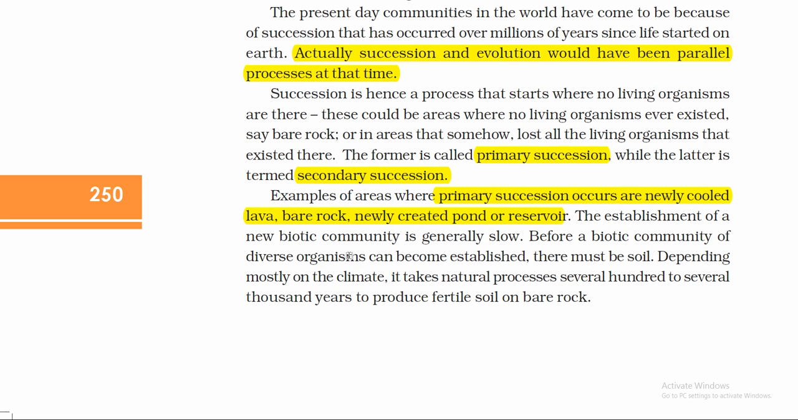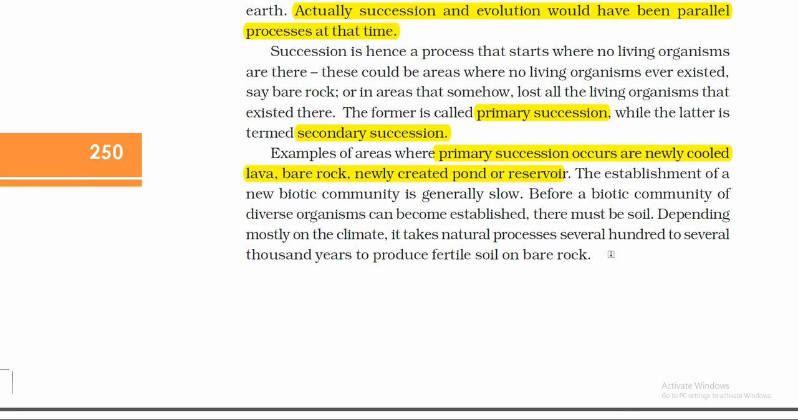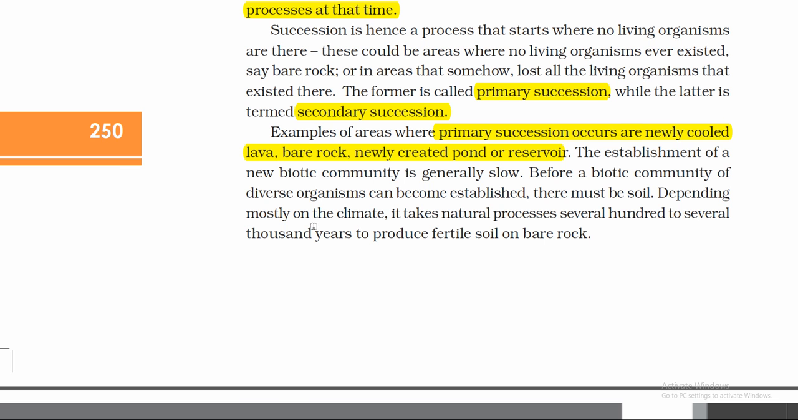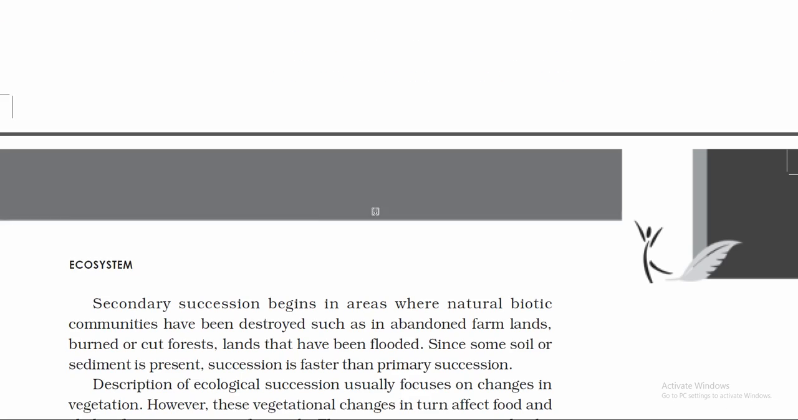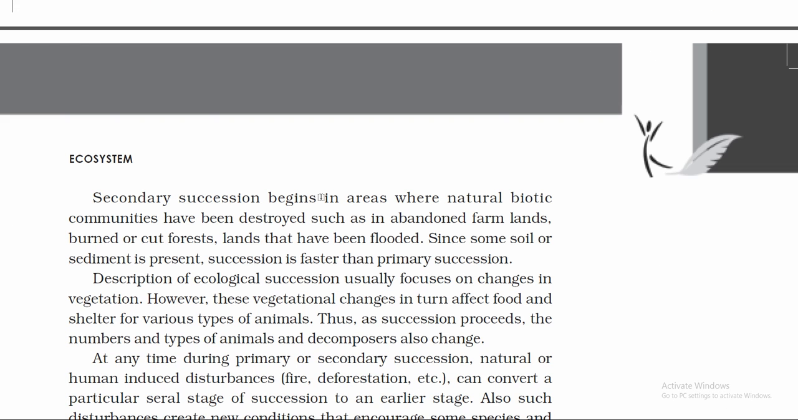The establishment of a new biotic community is generally slow. Before a biotic community of diverse organisms can become established, there must be soil. Depending mostly on the climate, it takes natural processes several hundred to several thousand years to produce fertile soil on bare rock.